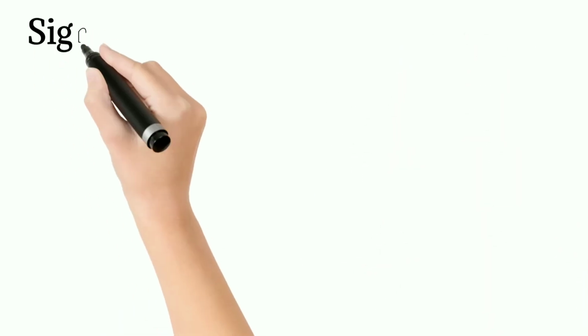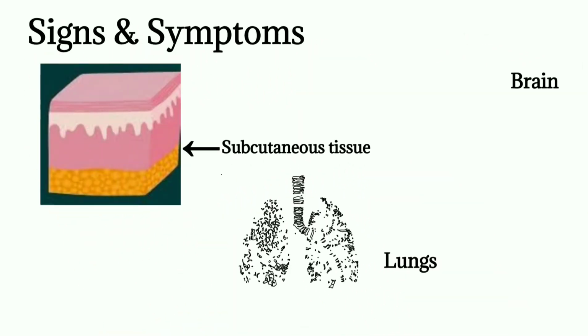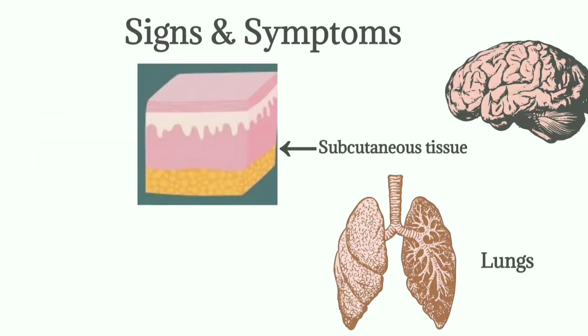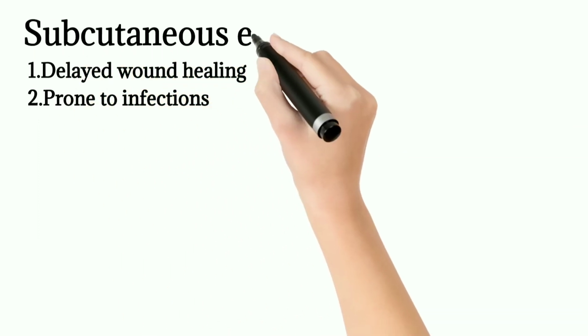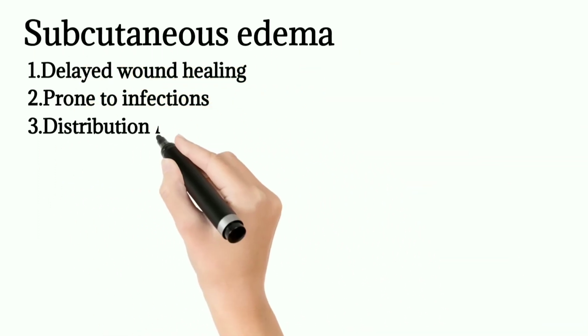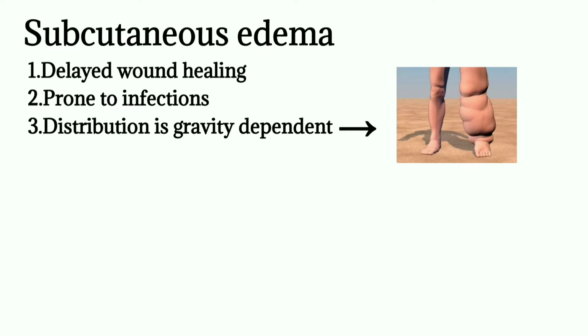Now we go towards signs and symptoms of edema. Edema is most commonly seen in subcutaneous tissues, the lung and the brain. There is delayed wound healing and clearance of infections, mainly noticed in subcutaneous edema, its distribution often influenced by gravity, so it mainly appears in legs as shown in the thumbnail.